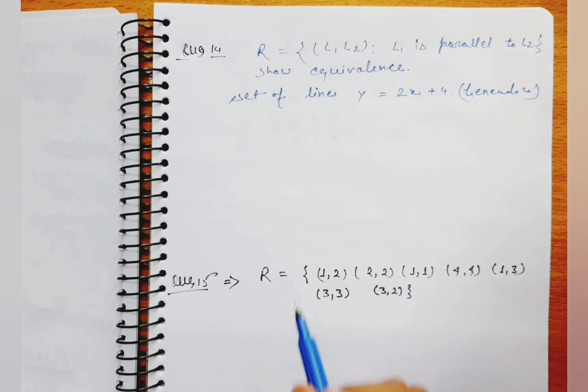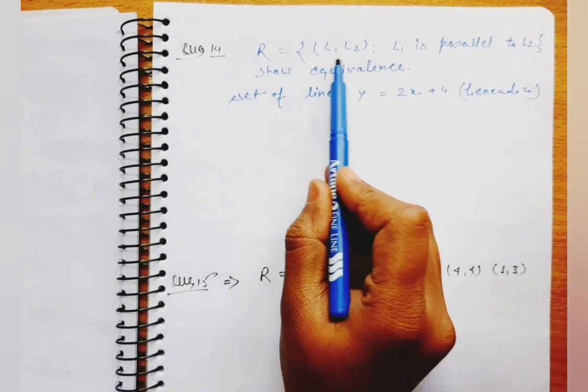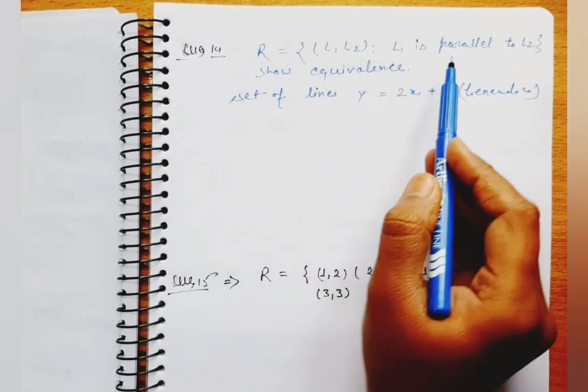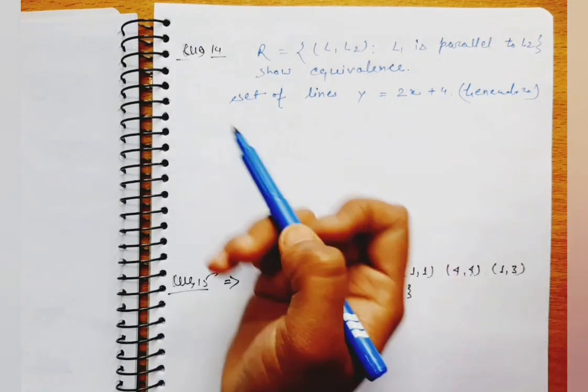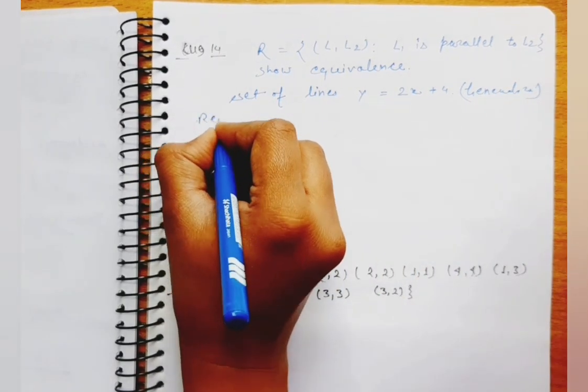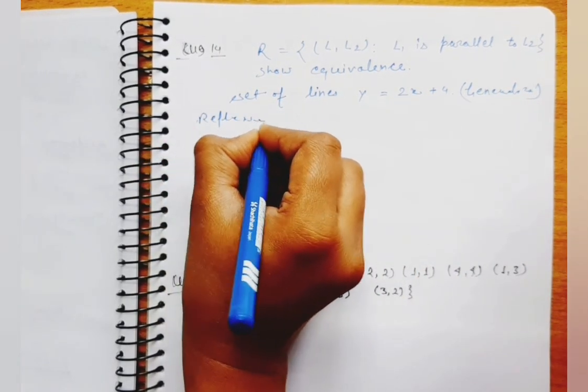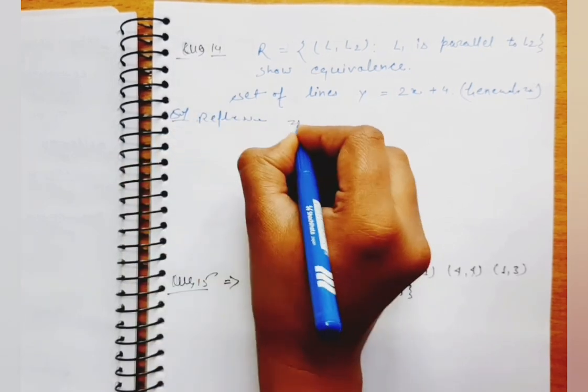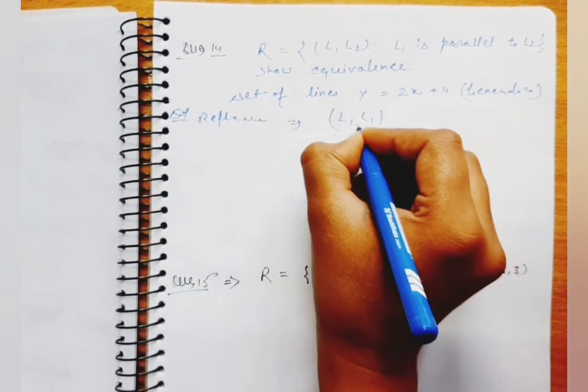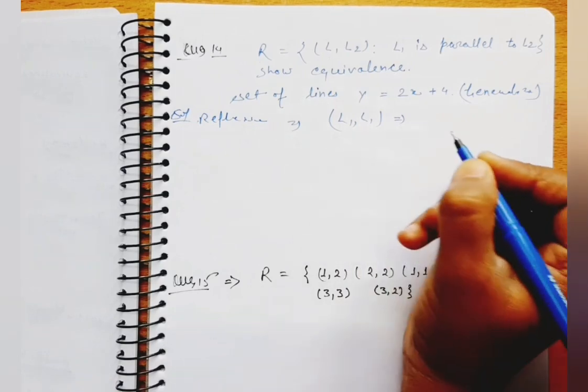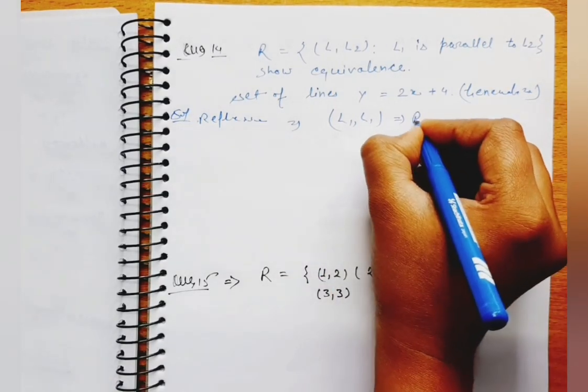Next question, question number 14. The relation is given: L1 and L2 are two lines which are parallel to each other. So it is a very simple question, reflexive relation. If we check, L1 and L1 are two lines which are parallel to each other. Obviously, they are parallel to each other.